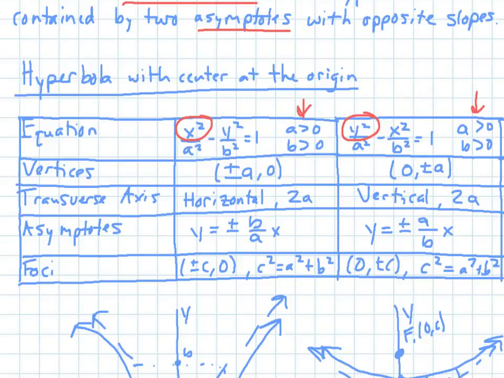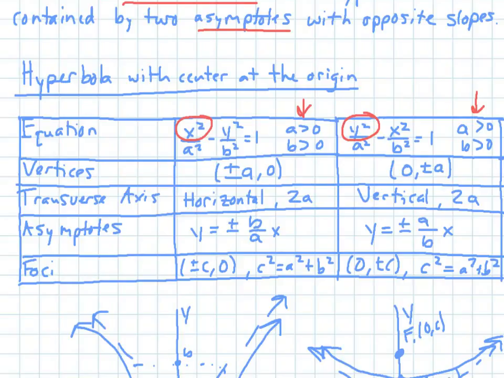So your vertices are always going to be plus or minus a comma 0 for the horizontal, or 0 comma plus or minus a for the vertical. Your transverse axis is always still the constant of 2a. It's just transverse will be horizontal for the first one, vertical for the second.